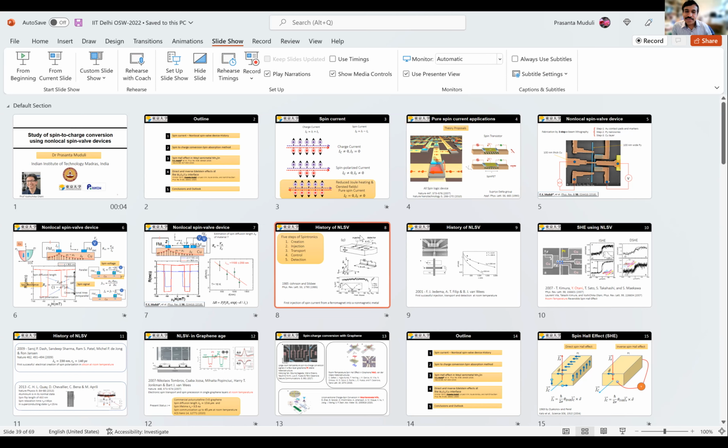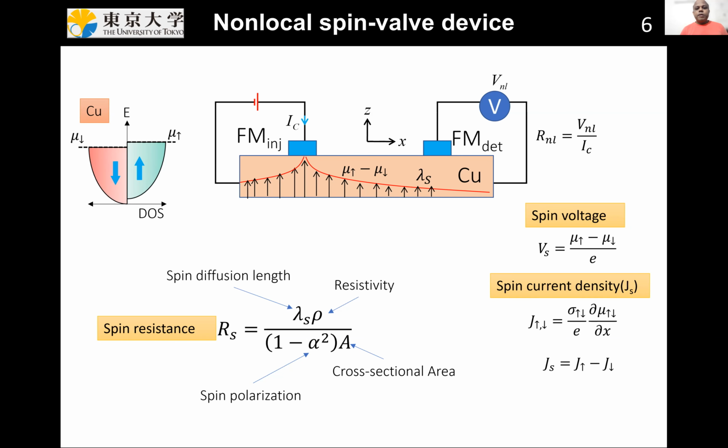Yeah, so let me go to this slide over here. Spin diffusion length is the length up to which the spin current can travel inside the material, for which we need the spin to be conserved during the transport. So we need a very low spin orbit coupling material. For example, in graphene the spin orbit coupling is very, very low, so you can travel spin current quite a large distance. Also, it should have very low hyperfine spin splitting for the spin current to be coherent.